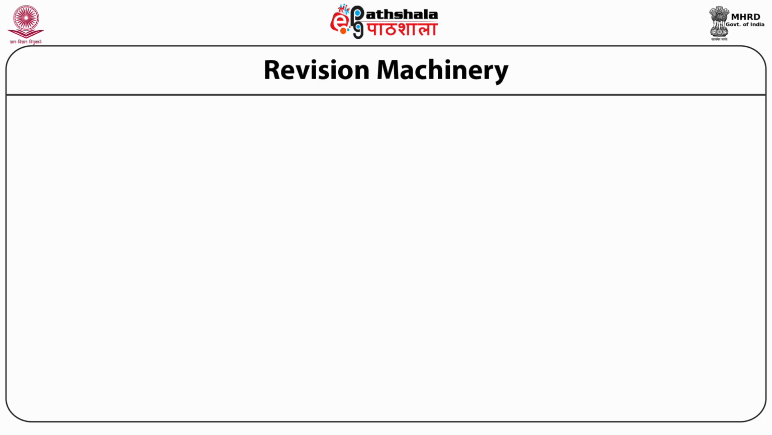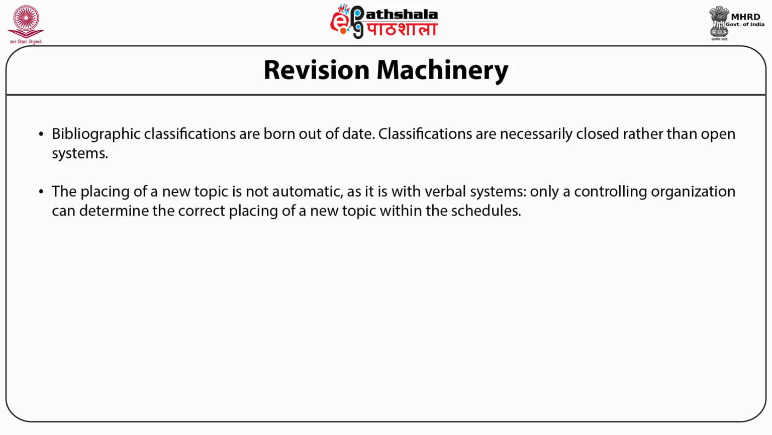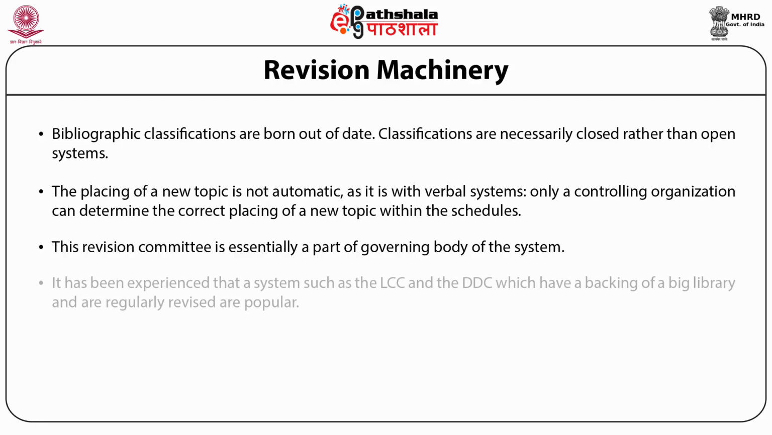Last but not the least component of a classification is its revision machinery. Bibliographic classifications are born out of date because knowledge is always advancing. Classifications are necessarily closed rather than open systems. The placing of a new topic is not automatic. As it is with verbal systems, only a controlling organization can determine the correct placing of a new topic within the schedules. This revision committee is essentially a part of the governing body of the systems. It has to maintain the system forever and keep it current and relevant to the users.